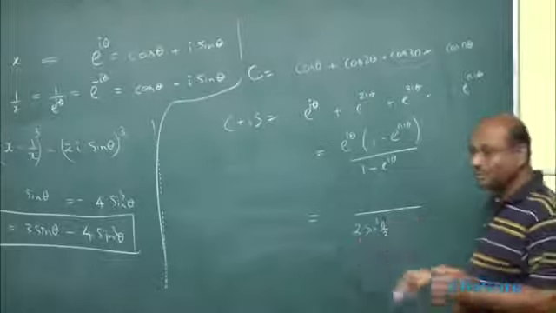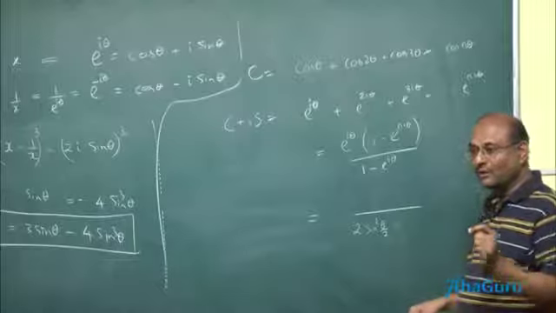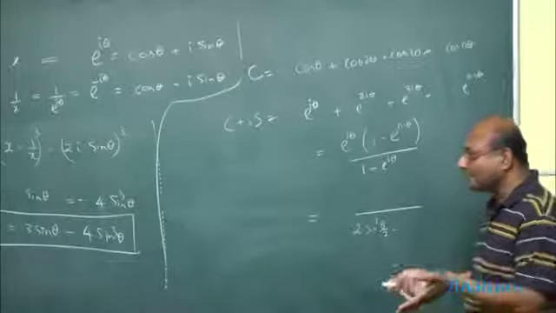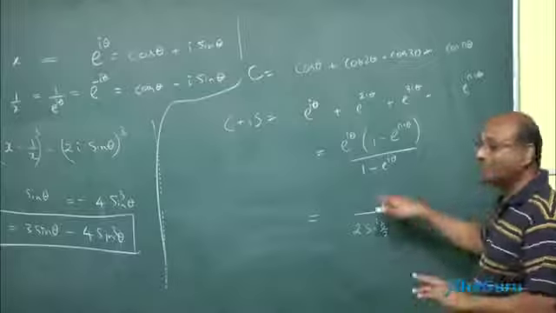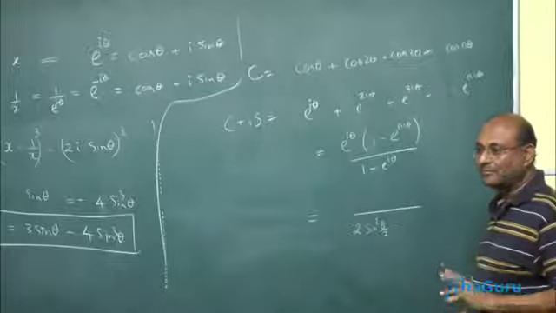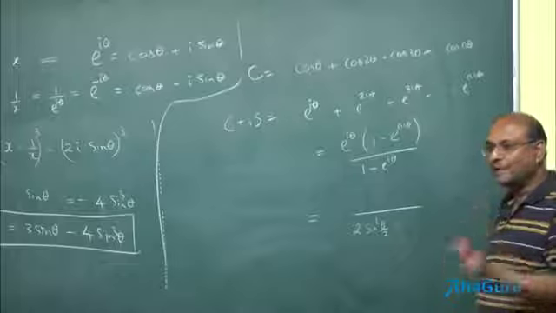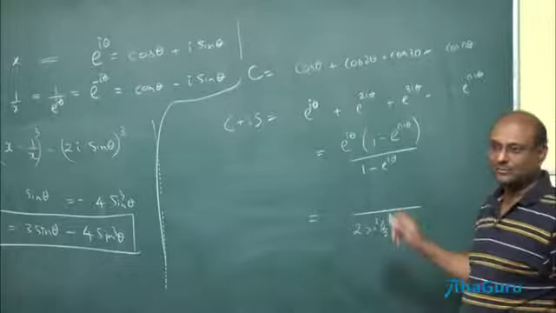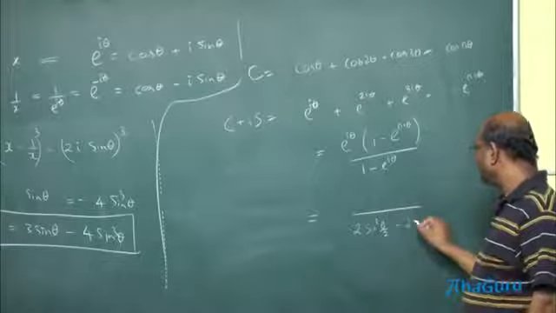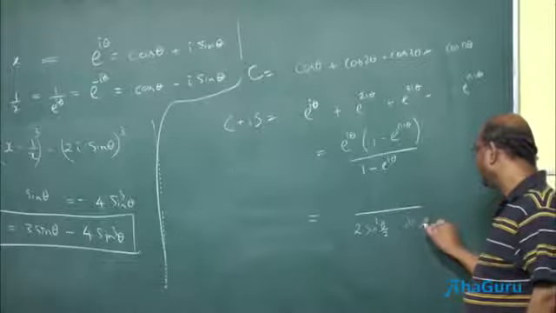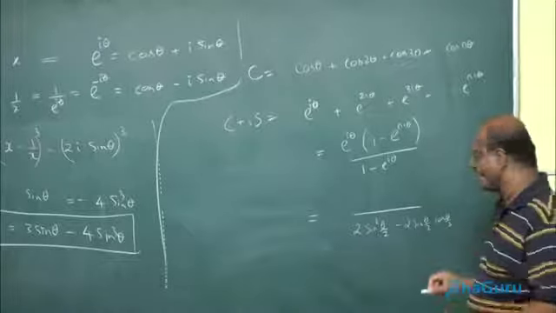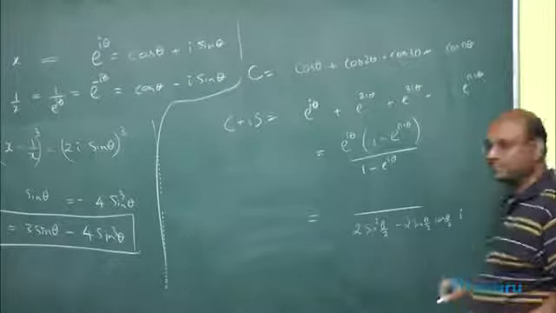The second term is what? Minus i sin theta. And do you know what is i sin theta? It is 2 sin theta by 2 cos theta by 2, and there is an i hanging around. So here is the i.